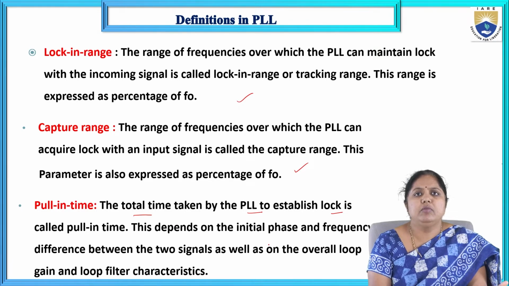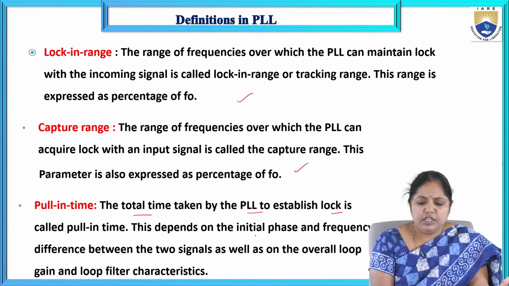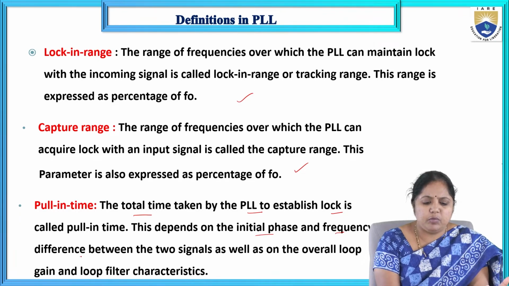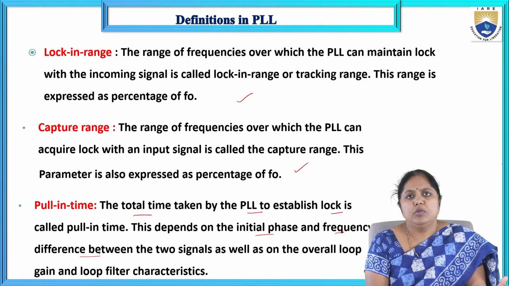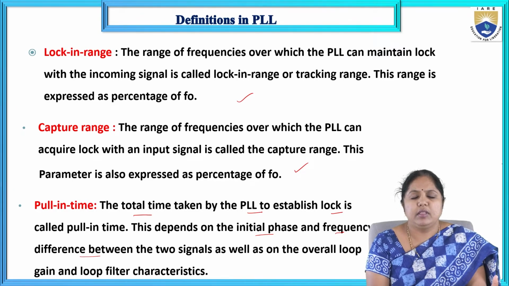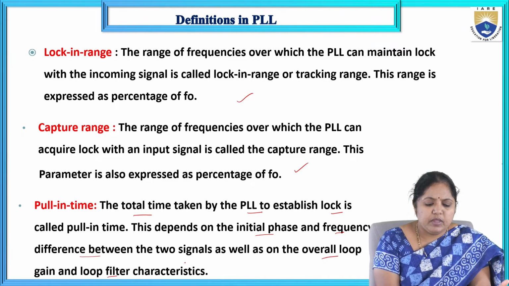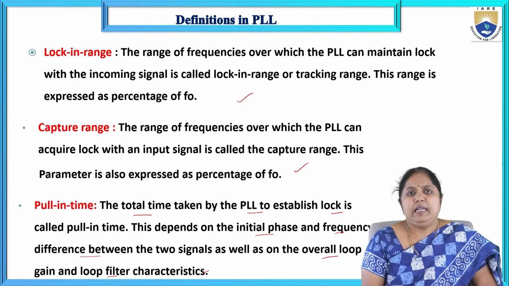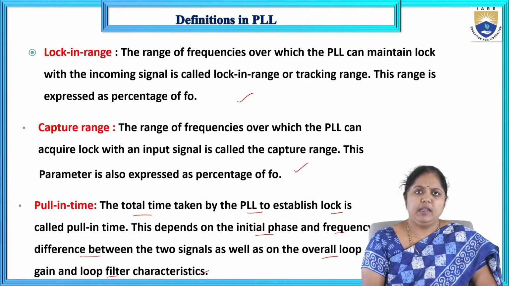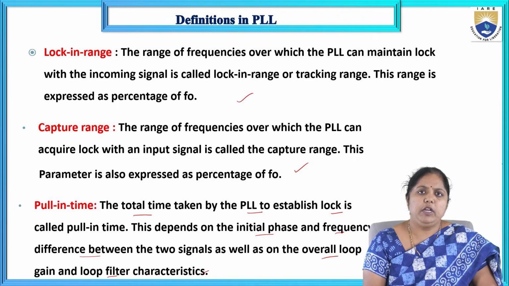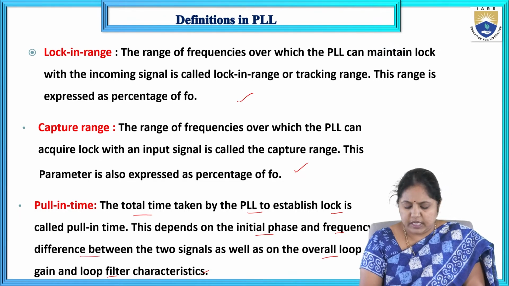PLL. It depends on which parameters? It depends on the initial phase and frequency difference between the two signals. Two signals means the input signal and the VCO output signal. And at the same time, it depends on the overall loop gain and the filter characteristics. Based on this, the pull-in time will be calculated.